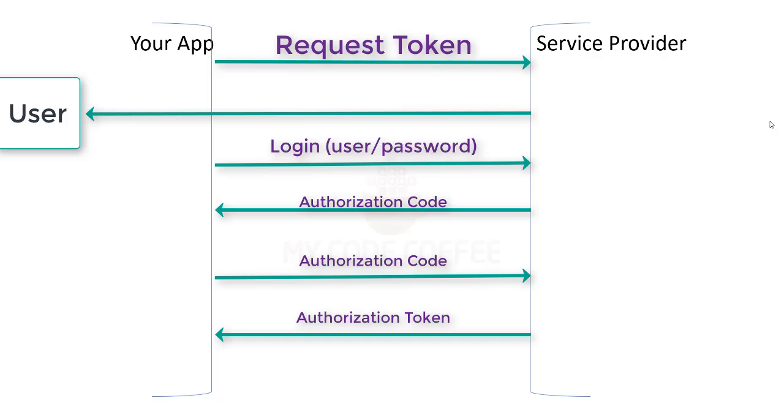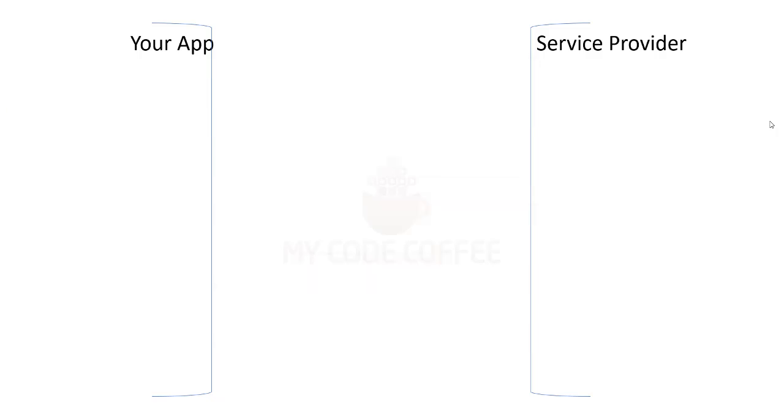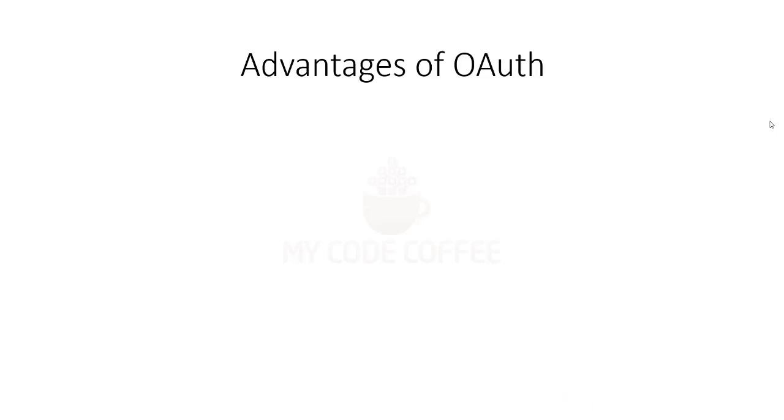At this point, we must understand that each service provider, be it Facebook or Twitter or Google, adds their own spin in this process. So if you want to implement OAuth with Google and Facebook and Twitter, you will see that your implementation is not the same for all these service providers. Now let us talk about the advantages of using OAuth. If you think about the advantages of using OAuth, they are very obvious.